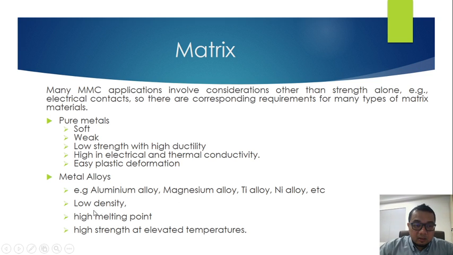So, the metal alloy has low density, high melting point, and high strength at elevated temperature. So, this is the metal alloy. This is the difference between pure metal and metal alloy.